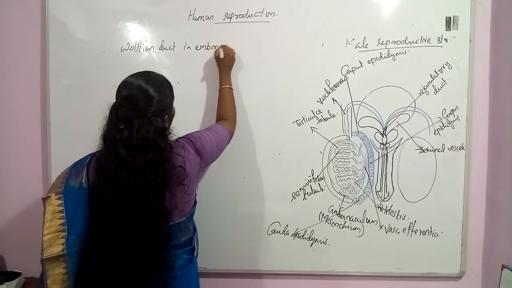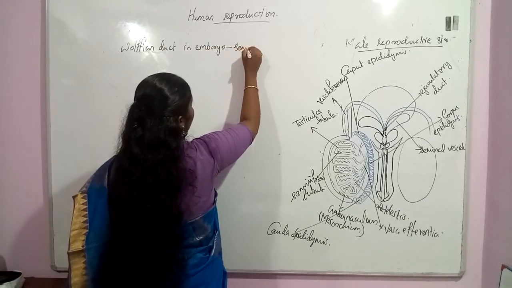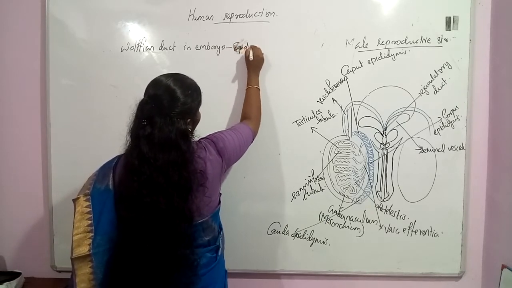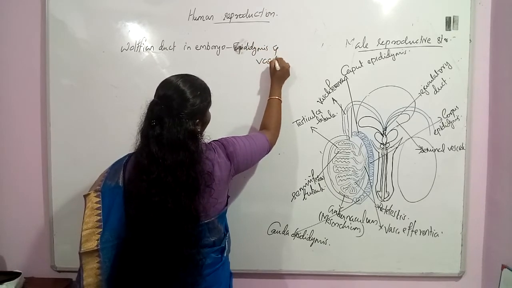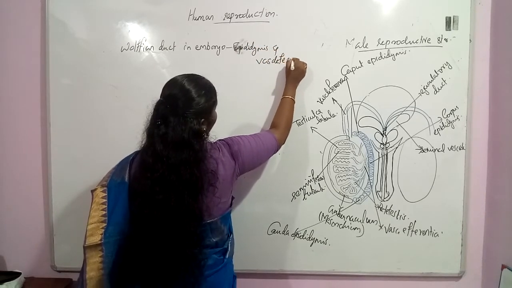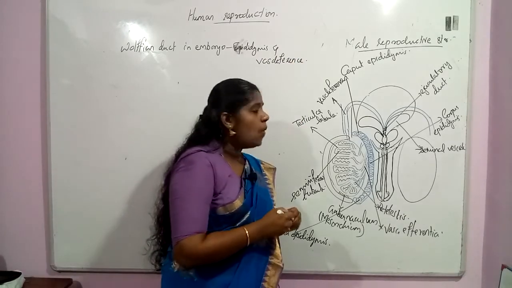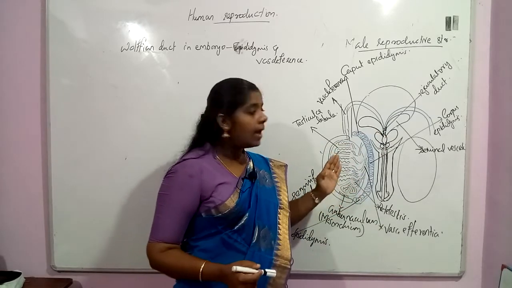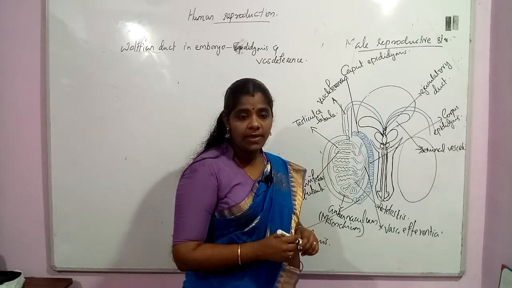Embryo stage ലുള്ള Wolffian duct ന്നാണ് എന്ത് originate ചെയ്യുന്നത്? Epididymis and vas deferens. Okay, so here this opens to the ejaculatory duct. Ejaculatory duct like ആരുടെയൊക്കെ secretion receive ചെയ്യുന്നുണ്ട്? Seminal vesicle എന്നുള്ള secretion receive ചെയ്യുന്നുണ്ട്.